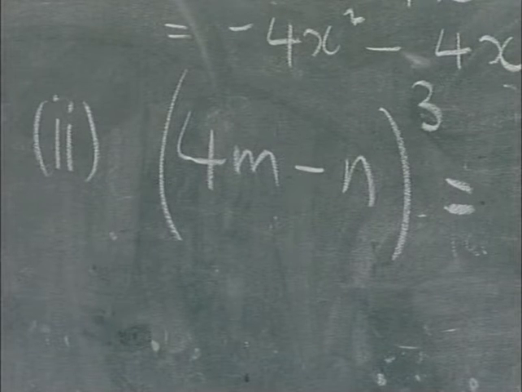Which one? Minus 4x squared. We rubbed it off already. Minus 4x squared minus 4x. There, minus 2 plus 8 is positive 6. And that's minus 4x squared.